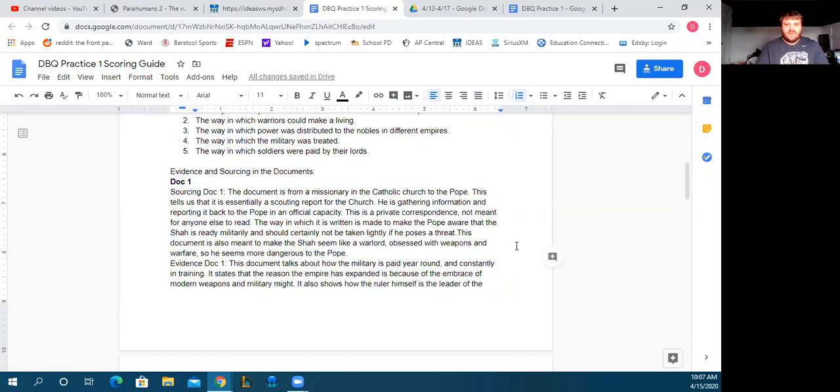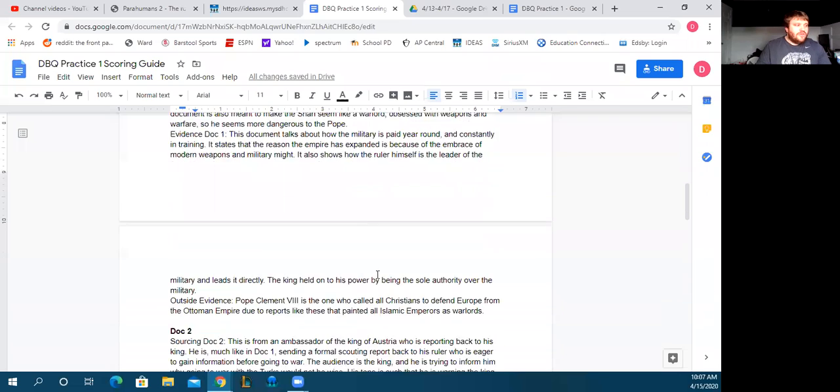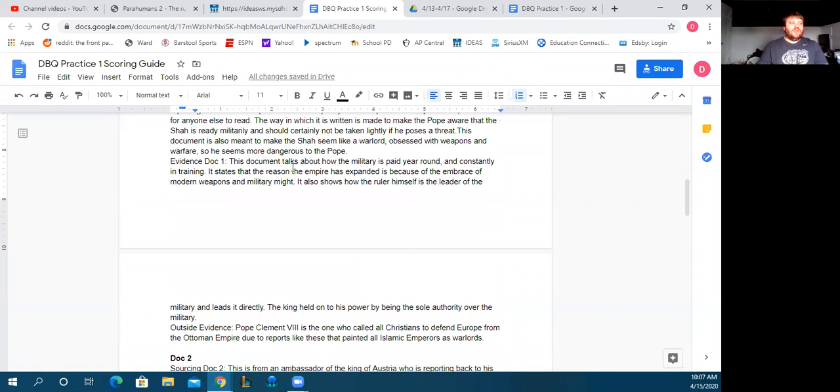We know that this is a report that is being made, and it's being directed to the Pope, to the person in charge, from an employee to a boss almost, right? So that's evidence from within this document that you could use. One thing that I need to stress: you need to make sure your evidence ties back to your thesis, and you need to make sure your thesis answers the prompt, right?